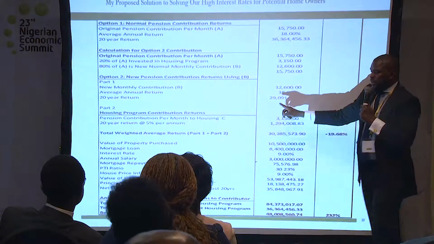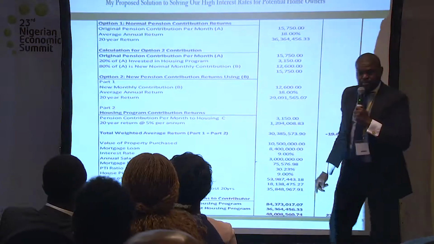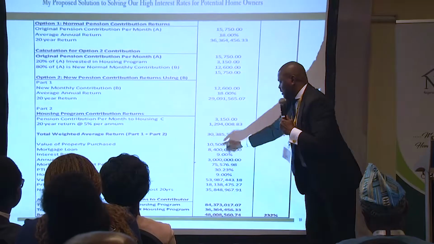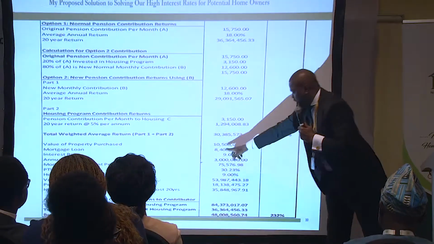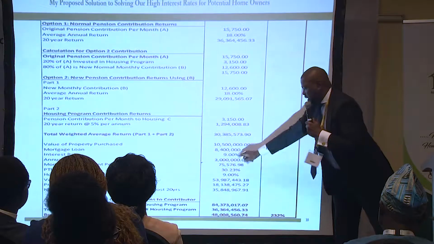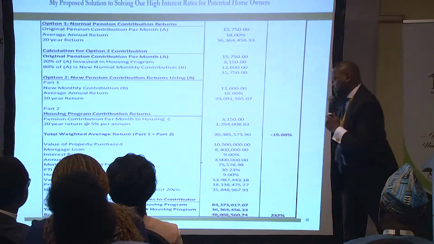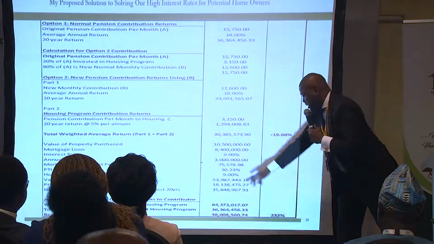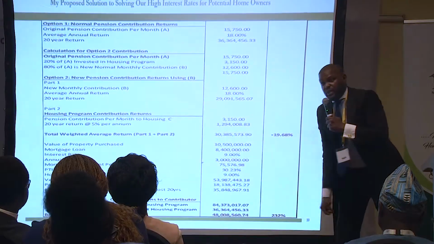But guess what? They bought a house. Okay? The value of the house they bought was 10.5 million. Yeah? The mortgage loan was 8.4. Interest rate 9%. Annual salary 3 million. Mortgage rate a month 75. P is within the 33, so it's fine.